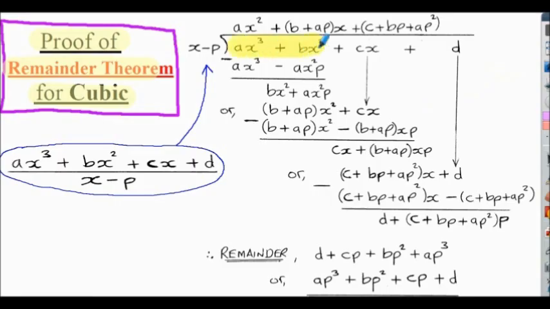Here we're dividing the cubic expression by a linear expression, and we show that the remainder is of the form ap cubed plus bp squared plus cp plus d. I'll let you review this at your own pace.